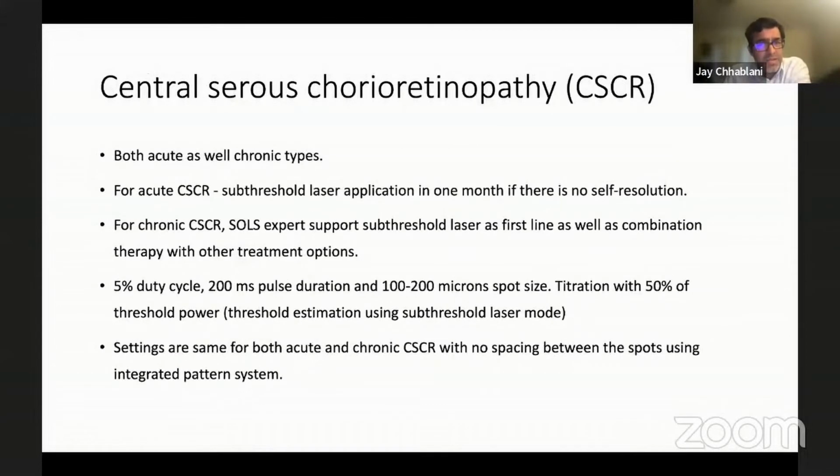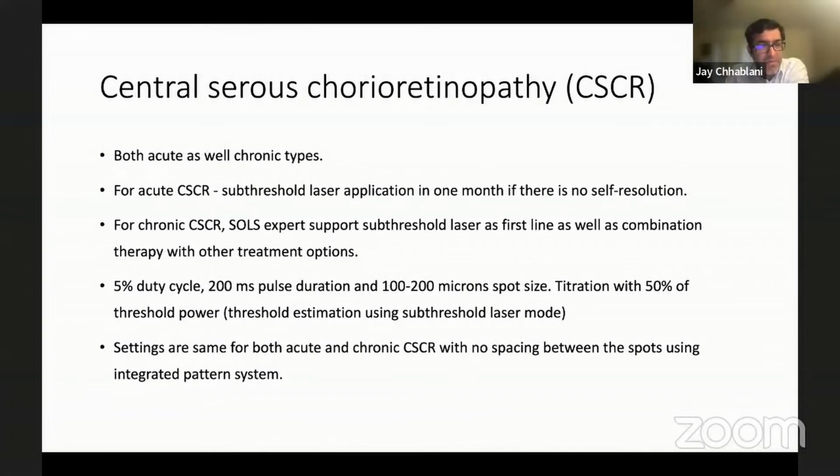Let's move on to central serous chorioretinopathy. SOLS experts recommend the subthreshold laser in both acute as well as chronic types. For acute CSR, considering the safety of this subthreshold laser, we would like to apply it at 1 month if there is no resolution, unlike the conventional 2 to 3 months of observation. For chronic CSCR, SOLS experts support subthreshold laser as first line, as well as combination therapy with other treatment modalities.